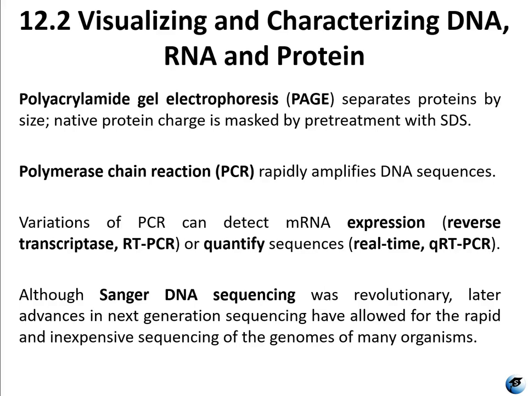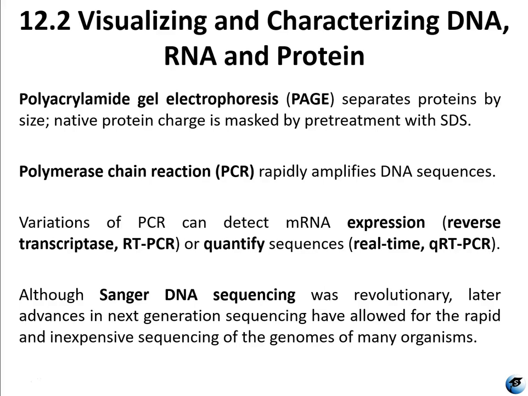RT-PCR is where you're looking at mRNA expression. So the RT is reverse transcriptase. qRT-PCR is where you can actually watch the amplification in process in real time. So the RT in qRT-PCR stands for real time, and the Q stands for quantification, quantify. The difference here really is that you can test for whether genes are expressed in RT-PCR, and in qRT-PCR you can see how much of a gene is present.